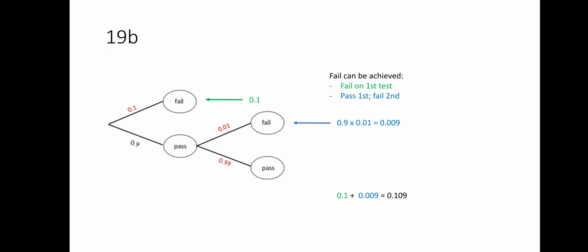And then the final answer would therefore be the sum of these two numbers, because there are two ways in which a fail can be achieved. So 0.1 plus 0.009 would be 0.109.